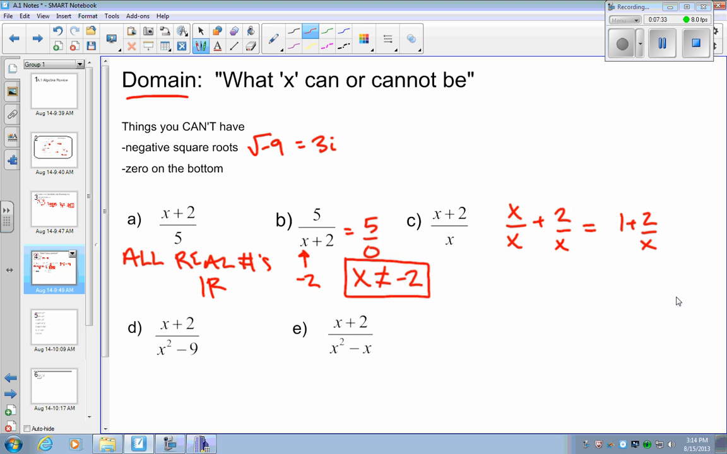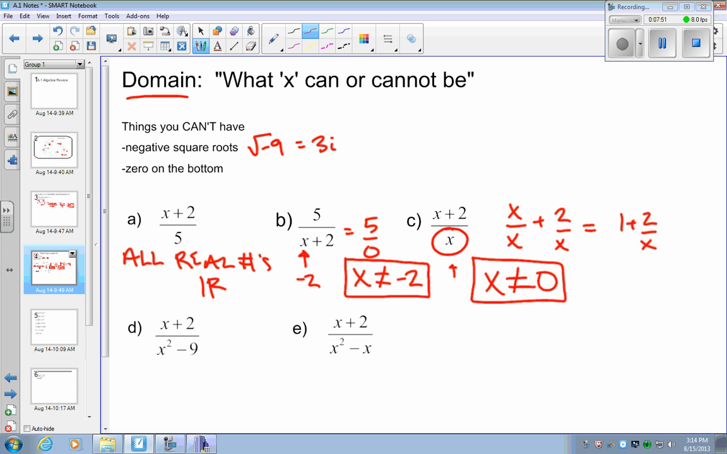So again, let's just look at the bottom. So what can't x be? What can't you have? You can't have a 0 on the bottom. So even though we can have a 0 on the top for this, if you put a 0 on the bottom right there, you're going to run into trouble.